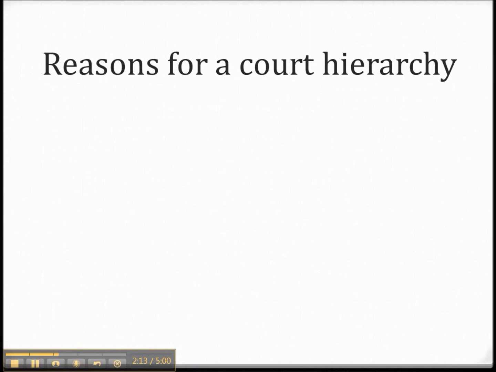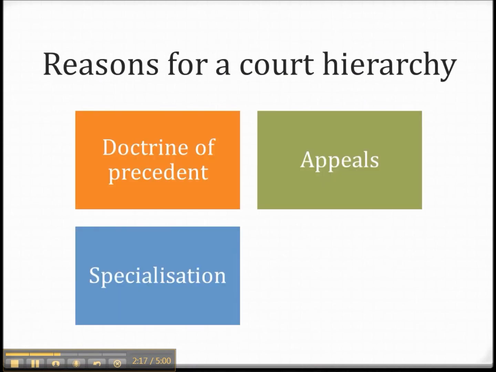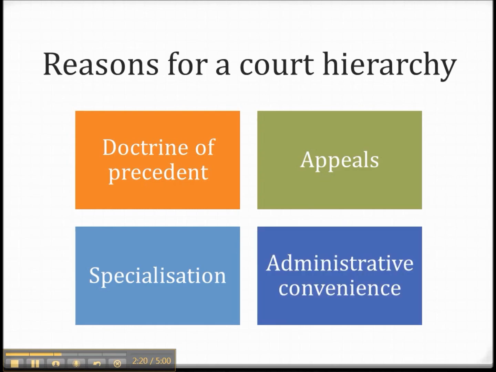So just again, we've got the 4 reasons for a court hierarchy: the doctrine of precedent, appeals, specialization, and administrative convenience.